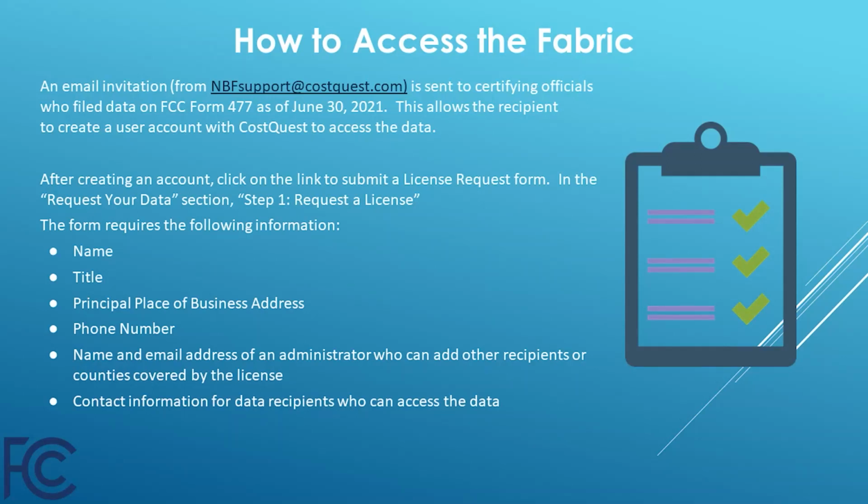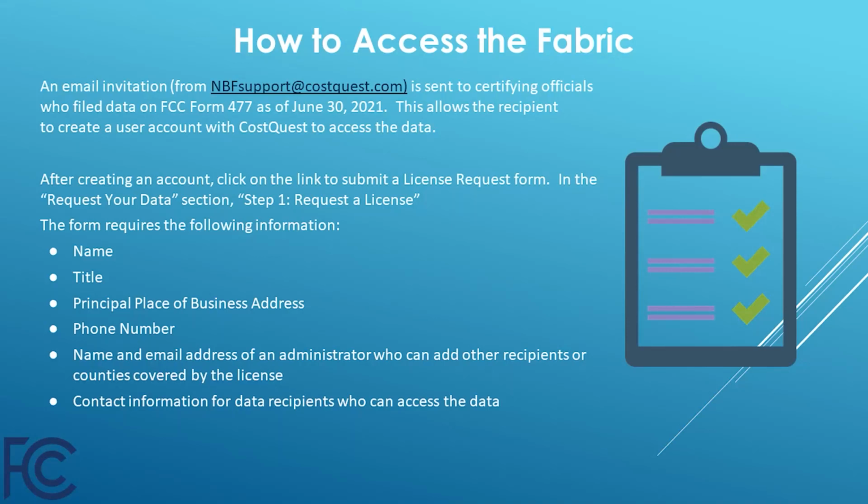mbfsupport@costquest.com. The account that you set up to access the preliminary fabric is a unique account and not connected to any FCC accounts. Once the account is established, you will either sign a license on behalf of your company or submit contact information for the individual who has the authority to sign the agreement. More on that in a minute. Note that each license is issued to an entity or company and at the holding company level when one company has multiple affiliates or subsidiaries.